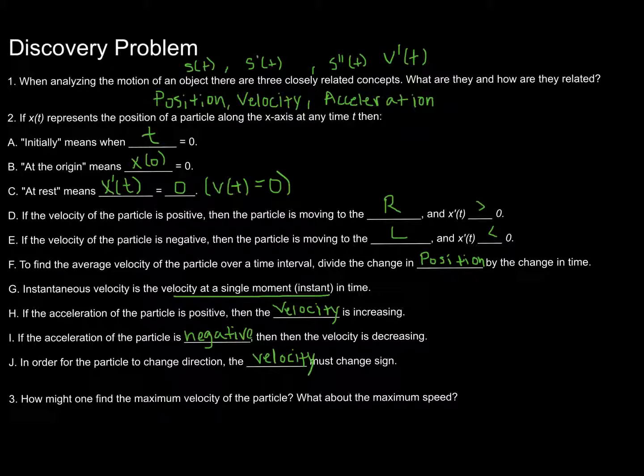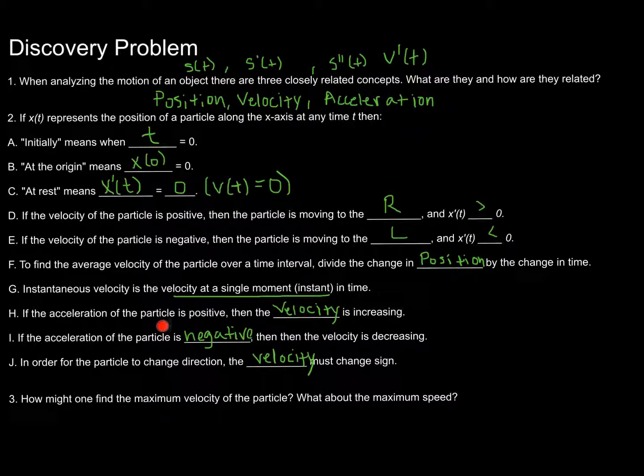To find the average velocity of the particle over a time interval, now think about this, right? What is average rate of change? Well, what I do is I take the position I'm at the end, subtract the position I started at, and divide by the time it took. So I divide the change in position by the change in time. That's just average rate of change. Instantaneous velocity is the velocity at a single moment or instant in time. And this is really important. The function v of t is telling us the velocity at any instant t.